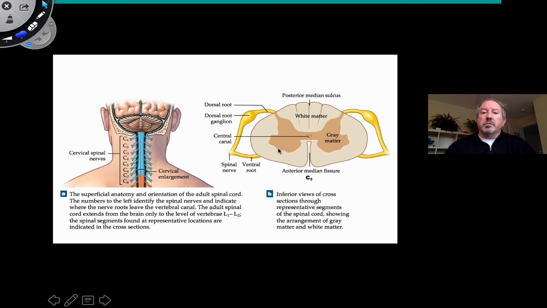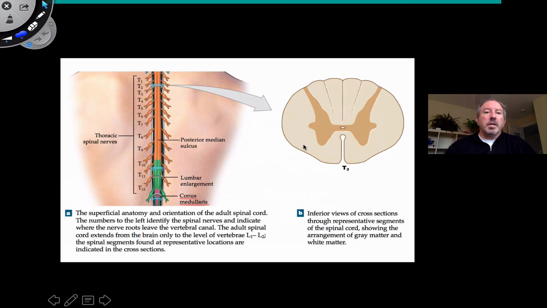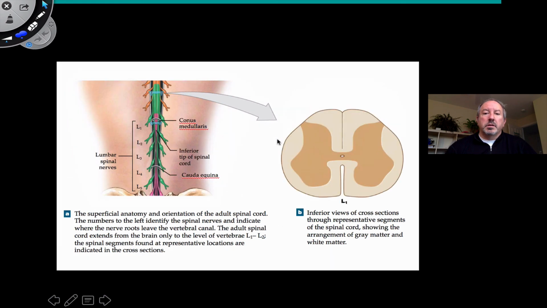Ventral roots are the motor neurons, which are then going to come together to form a spinal nerve, which is a mixture of both sensory and motor, right in here, the spinal nerve. And you can see here's a thinning in the thoracic spine right in here, cross section of the spinal cord. And then as you get a little bit further down, you get the lumbar enlargement right in here.